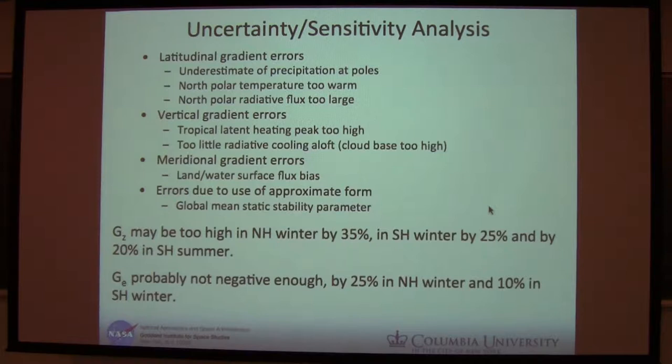We also know that vertical gradient errors can have a big effect on our GC in particular. One is the error that we were talking about before. Our latent heating apportionment scheme puts the tropical latent heating peak too high. Comparison with TRMM sounding suggests that it may be a couple of hundred millibars higher than it should be. So we tested that. And we also know that ISCCP is a top-down view, and so that may cause an incorrect vertical profile of radiative cooling, putting too little radiative cooling aloft, too much at the lower levels. So we tested that as well.